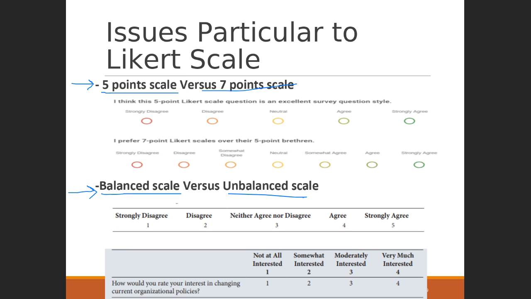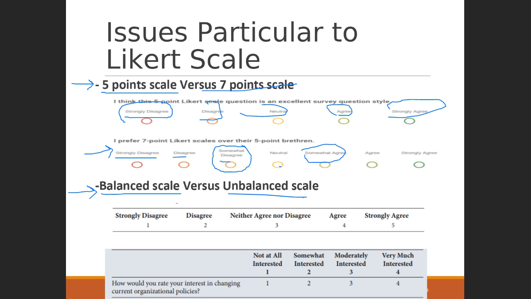If you look at the examples here, the 5-point scale ranges from strongly disagree, disagree, neutral, agree to strongly agree. But the 7-point scale ranges from strongly disagree, disagree, and there are two additional items: somewhat disagree, and somewhat agree, along with neutral. So there are two additional choices you can make in the 7-point Likert scale.